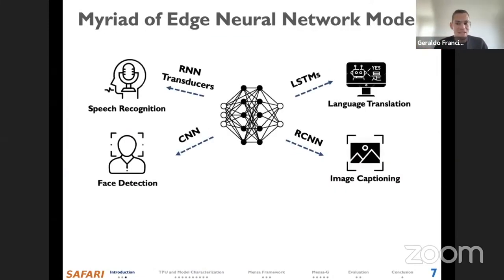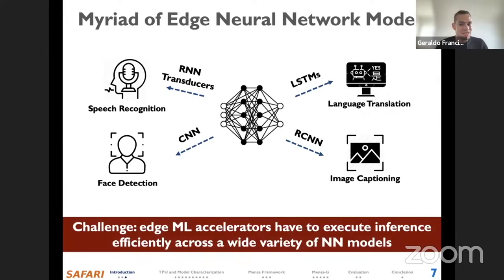At the same time, neural networks are evolving quite rapidly. And right now we have a sea of different machine learning models, and each model is tailored for a different type of application or task. So the major challenge right now is how can you design an edge accelerator that can efficiently execute inference across all of these different machine learning models.